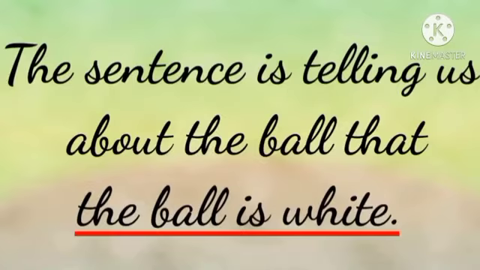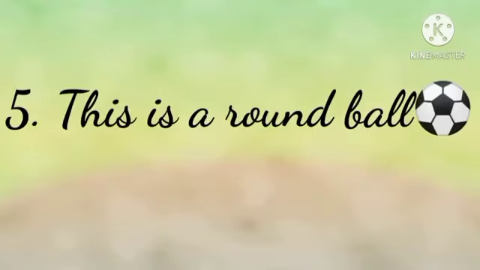The sentence is telling us about the ball, that the ball is white. The fifth one is, this is a round ball.